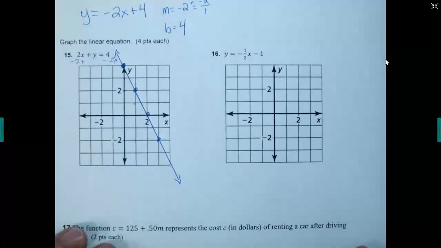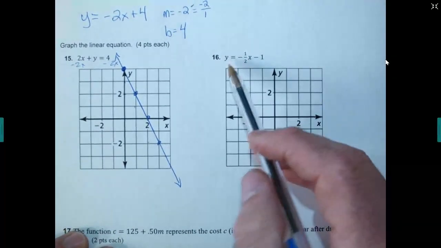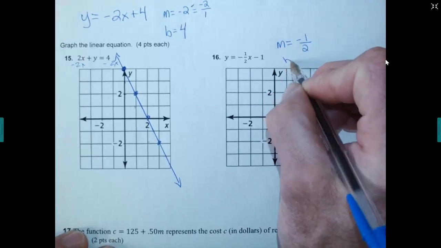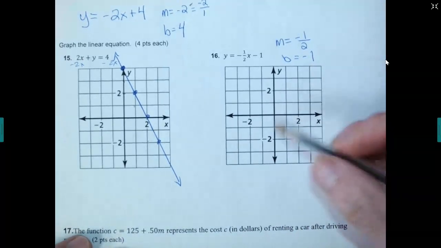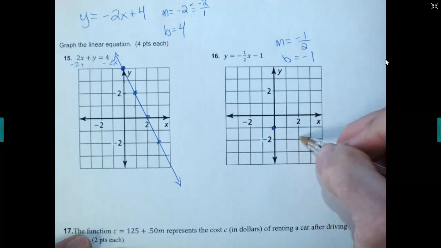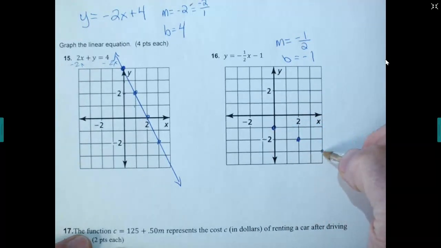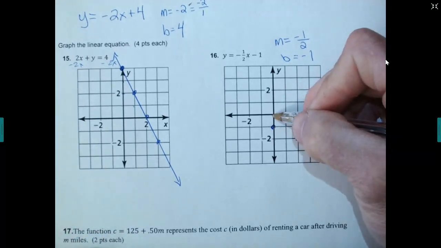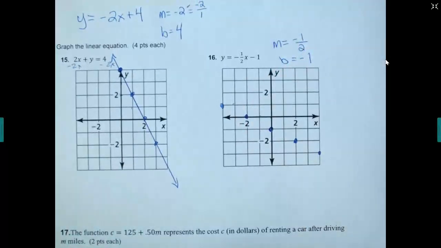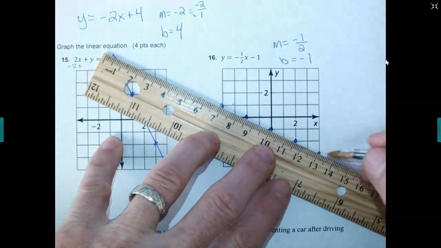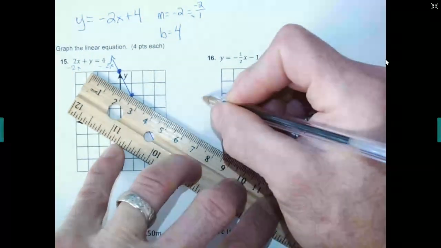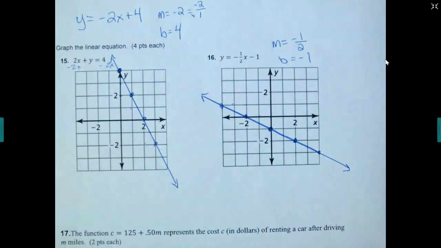All right, how about number 16? 16 is already written in slope-intercept form. So I know my slope is -1 over 2. My y-intercept is -1. So I go to my y-intercept of -1. And then I go -1, +2. -1, +2. Or I could go +1, -2. +1, -2. For negatives, I just have to make one of the numbers negative. And there's my line.